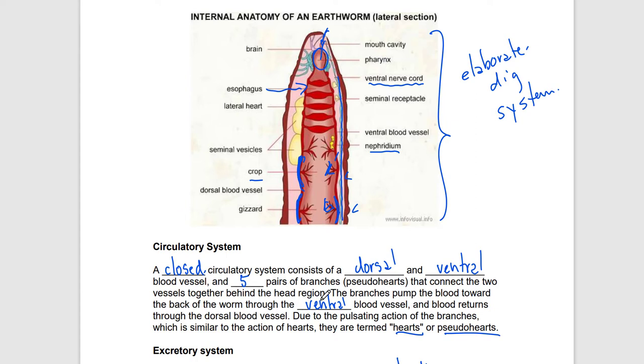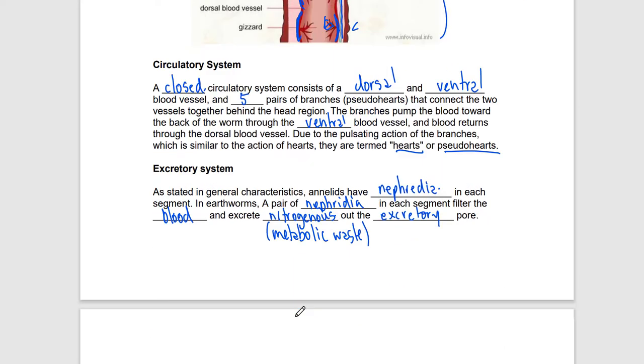And again, if you move, then you have to have a nervous system that coordinates those muscles to move, right? So remember, there's circular muscles in each segment and then longitudinal muscles. So hence the ventral nerve cord that stimulates the contraction of those muscles and allows movement to take place.